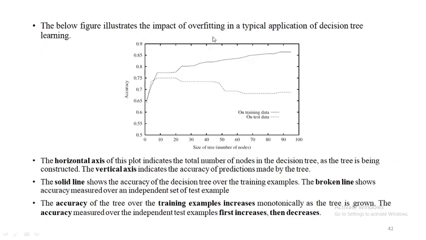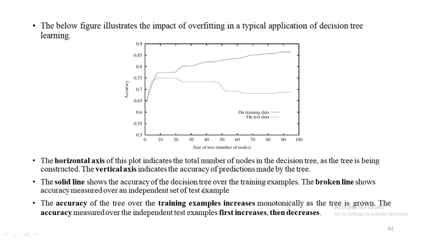The figure below illustrates the impact of overfitting in a typical application of decision tree learning. So this states the impact of overfitting on decision trees. Look at this one. The dotted lines indicate the test data, and the solid lines indicate applying ID3 on the training data. The horizontal axis indicates the total number of nodes in the decision tree as the tree is being constructed, and the vertical axis indicates the accuracy of predictions made by the tree.